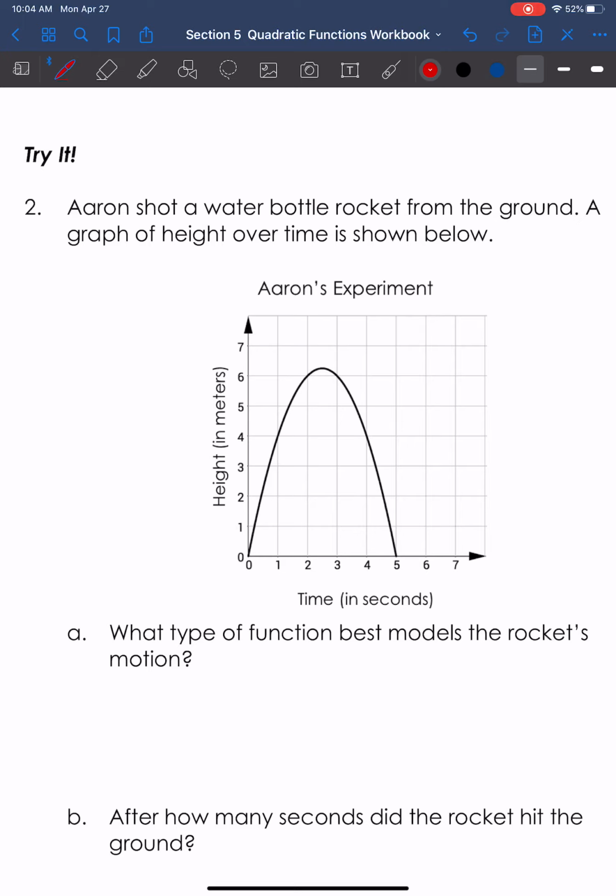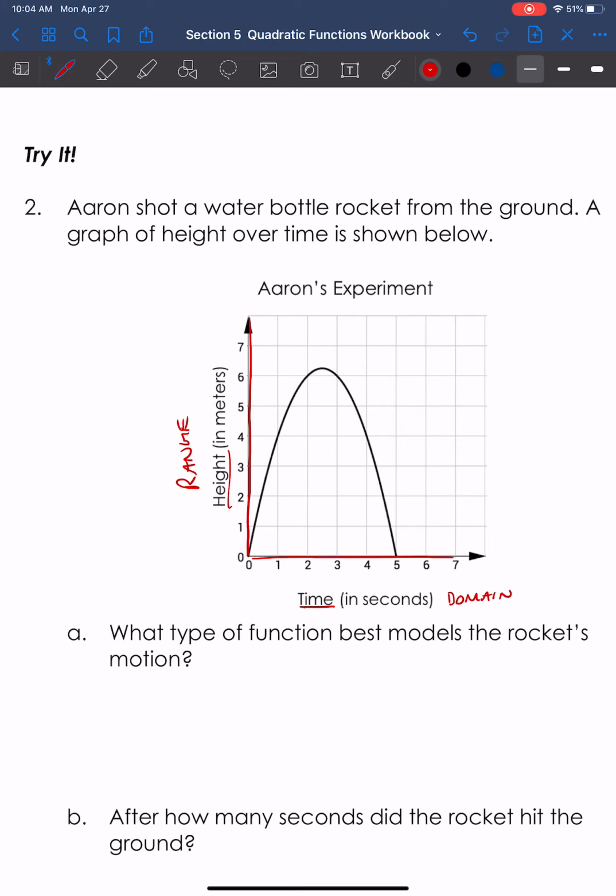Alright, so we have the x-axis, which gives us our time in seconds, and this is the domain of the data. Then we have our y-axis. It gives us our height, and we know that that is our range.